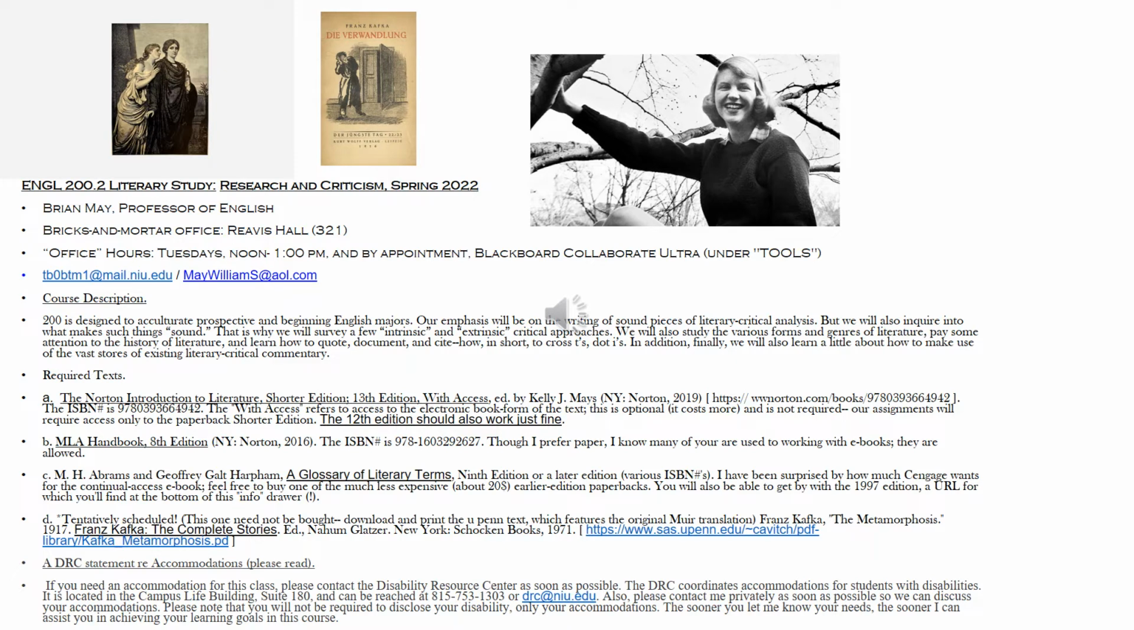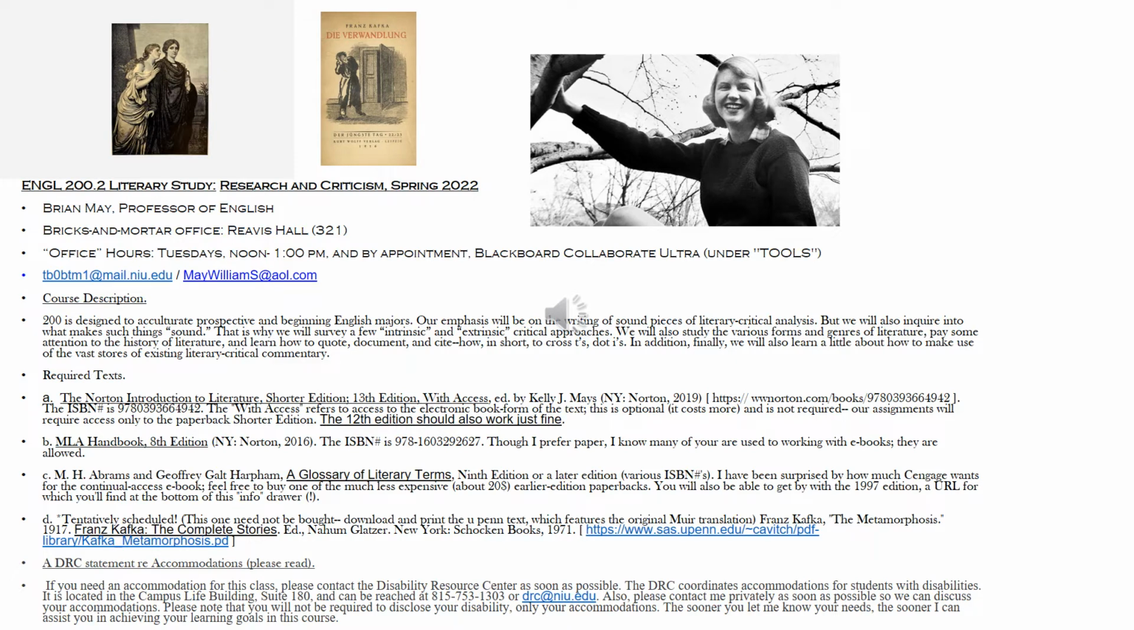Anyway, another book, the MLA Handbook, 8th edition. My guess is many of you already own this. And I realize that there are ebook versions of this handbook that are available online that may not even require that you spend any money. I'm going to leave that up to you.